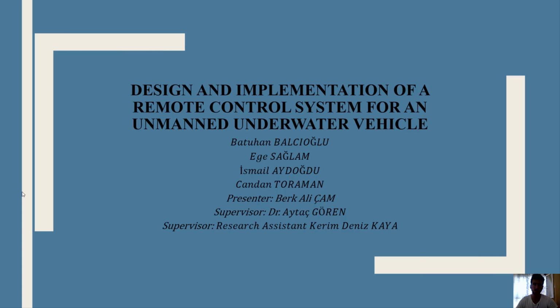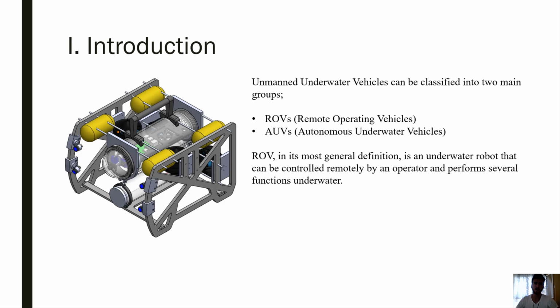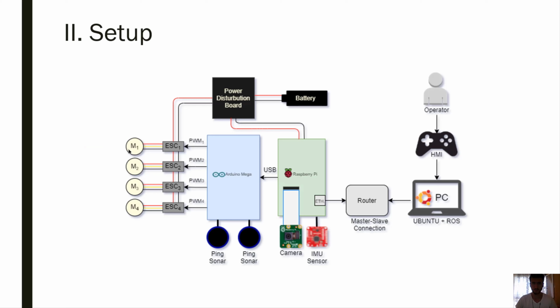And today I would like to talk about our project, Design and Implementation of a Remote Control System for an Unmanned Underwater Vehicle. First off, I want to briefly explain what unmanned underwater vehicles are. They can be classified into two main groups, which are ROVs, Remote Operating Vehicles, and AUVs, Autonomous Underwater Vehicles. ROV, in its most general definition, is an underwater robot that can be controlled remotely by an operator and performs several functions underwater.